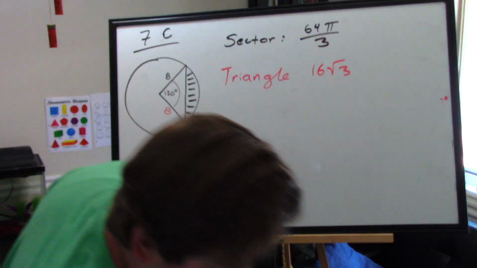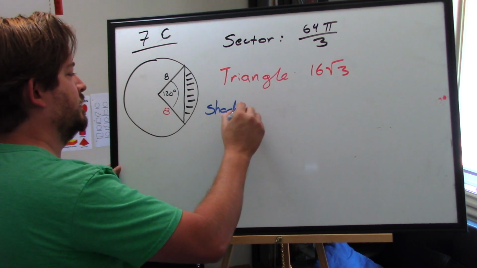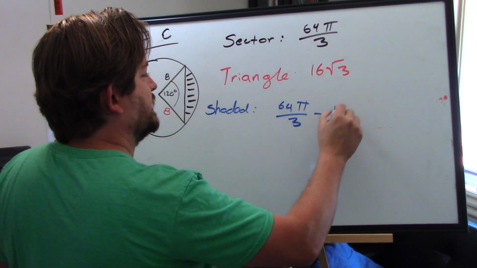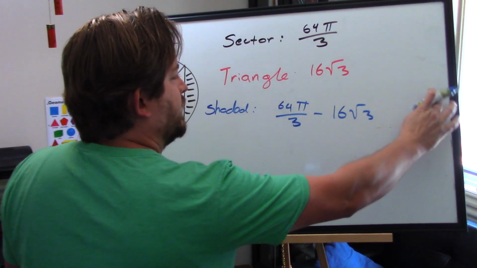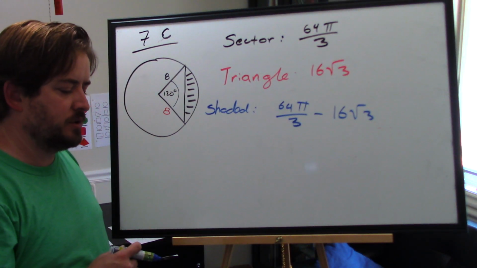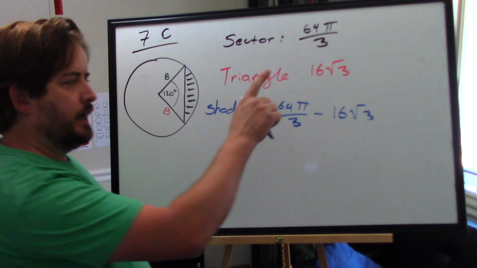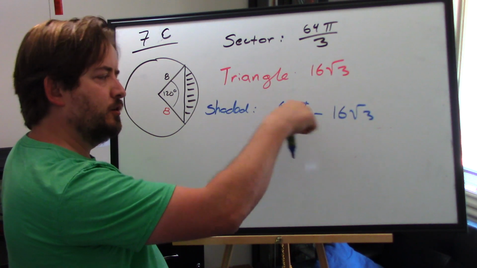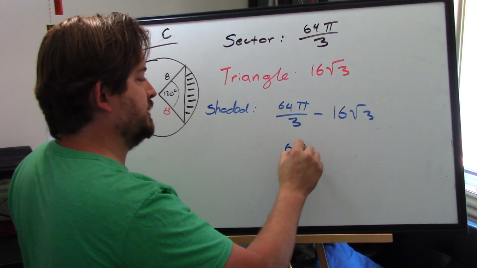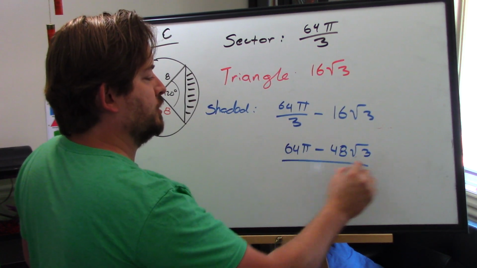Therefore, the shaded area is 64 pi over 3 minus 16 root 3. And again, I didn't write this review. I stole it from the professor that kind of put this course together, decades ago. She put this 16 root 3 over a common denominator, and in doing so she wrote the wrong value here. It should be 64 pi minus 48 root 3 all over 3.